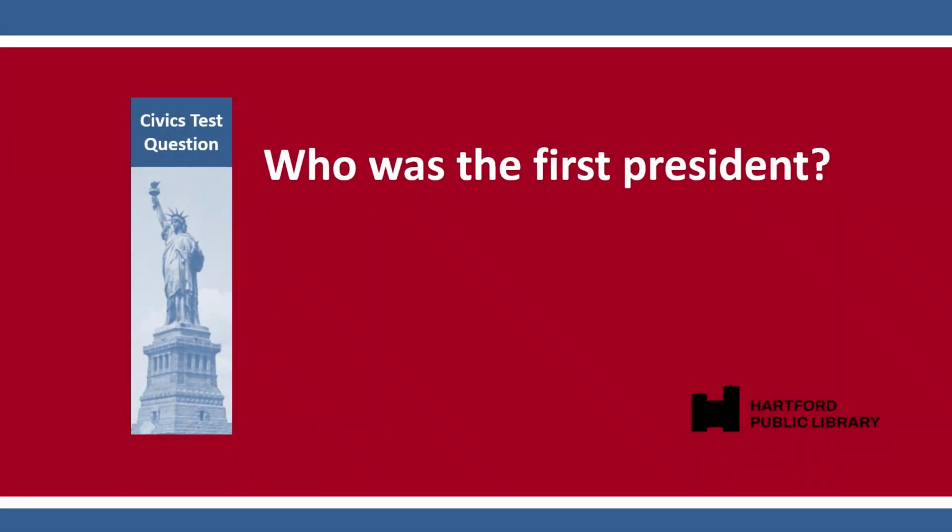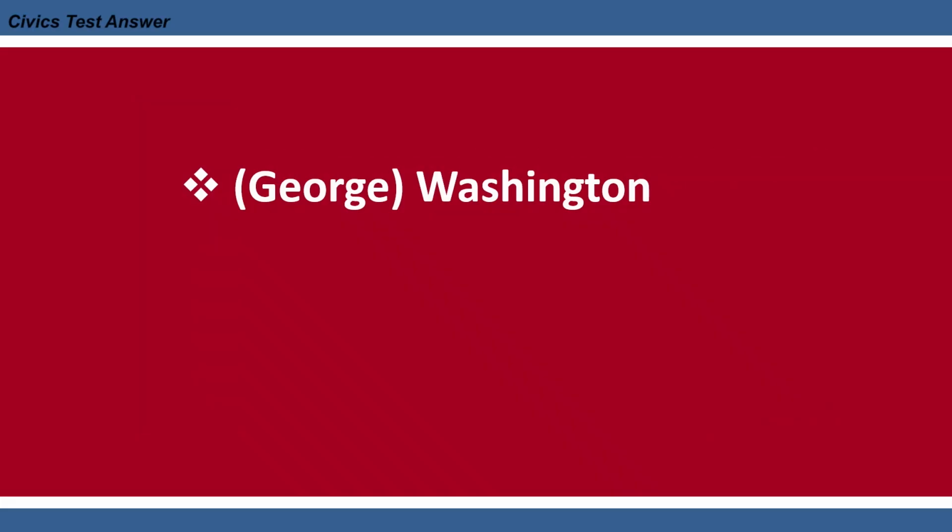Civics test question. Who was the first president? Washington. The first president of the United States was George Washington. Washington served 2 terms as president before deciding to retire. The capital of the United States, Washington, D.C., is named after him.